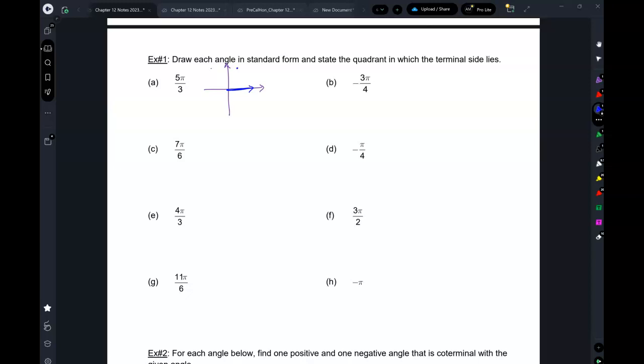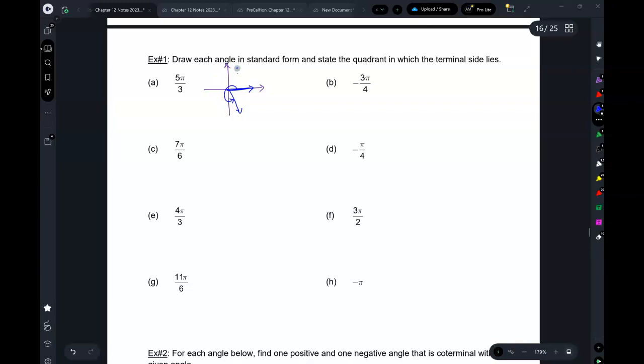What's the next one? How many pi over 3? What's the next one that doesn't cancel? 2. What's the next one that doesn't cancel? 4 pi over 3. What's the next one that doesn't cancel? 5 pi. Okay, so 5 pi over 3 is here, right? And then you have to do the loop that goes like that.